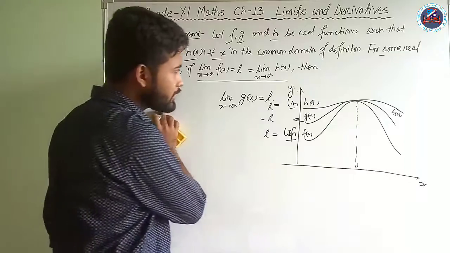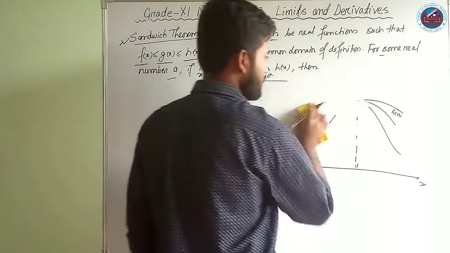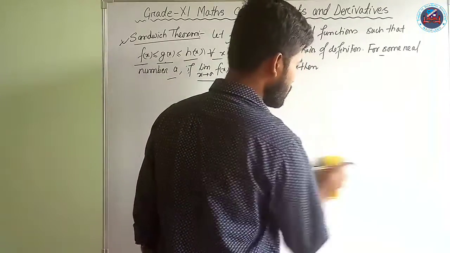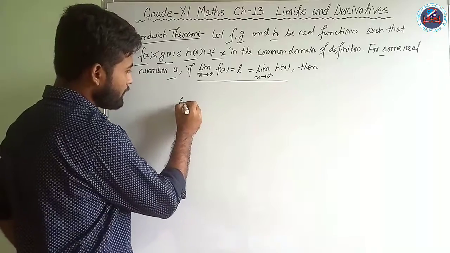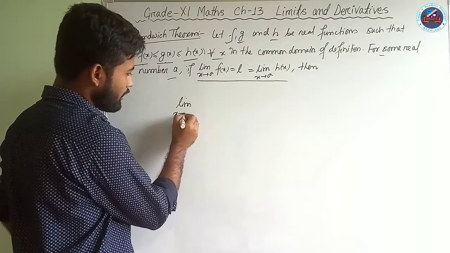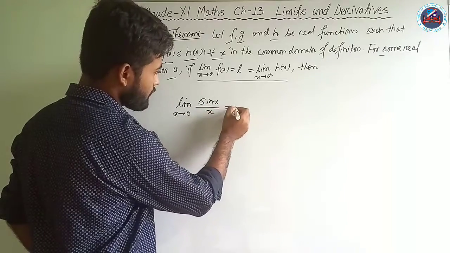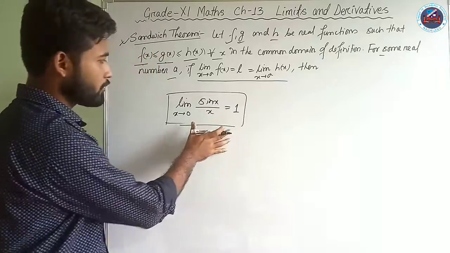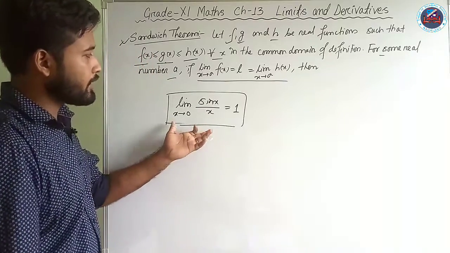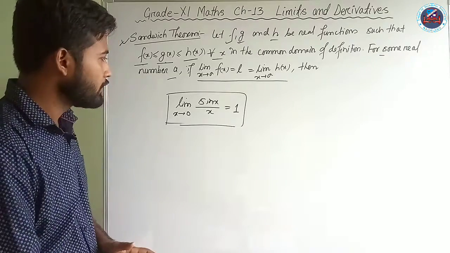And using this theorem, there is a beautiful result. If you are interested in the proof, you can go through this theorem in your book. The result says that the limit of x tends to 0 of sin x by x is equal to 1. A very beautiful result. So you need to remember this, and its proof immediately follows from the proof of the sandwich theorem. So you can refer to the book for that.